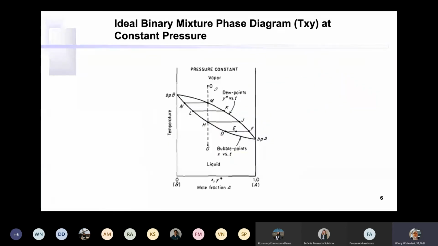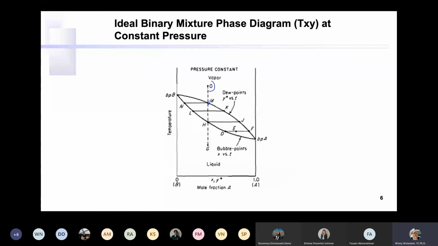A similar one, you can say it from G or vapor. For example, this is O vapor, and you cool it down to M. Is M the dew point or the bubble point? Dew point. Yes, this is the dew point, because it is all vapor and it is going to start to condense. So it is called the dew point.